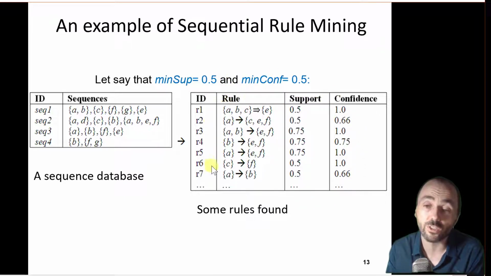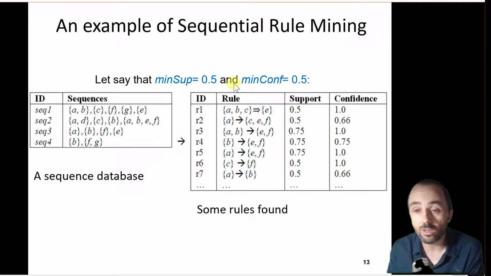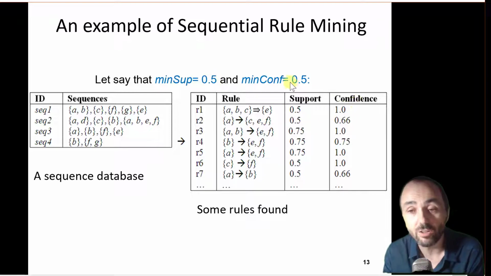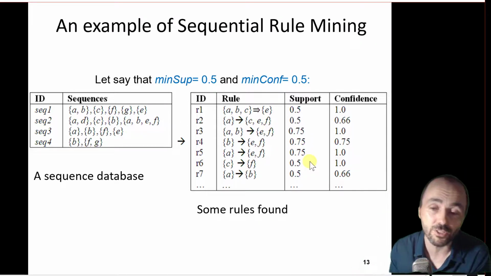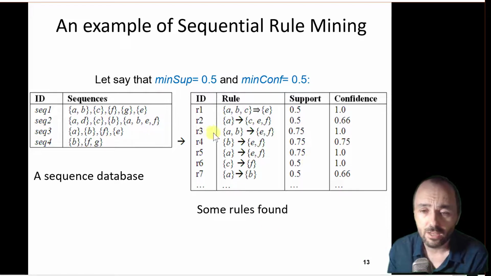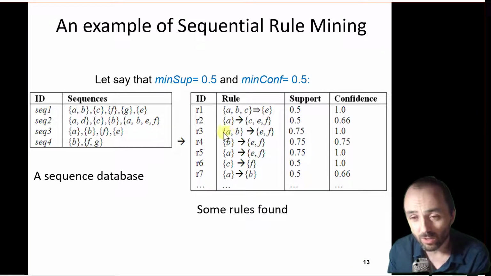This is the result on the right. So we find many rules that have the support at least 0.5 and the confidence at least 0.5. Now let's look at some rules to make sure we understand this clearly. Let's say we take the third rule, AB followed by EF. We want to calculate the support of this rule.